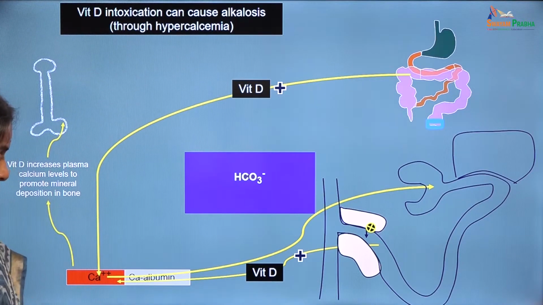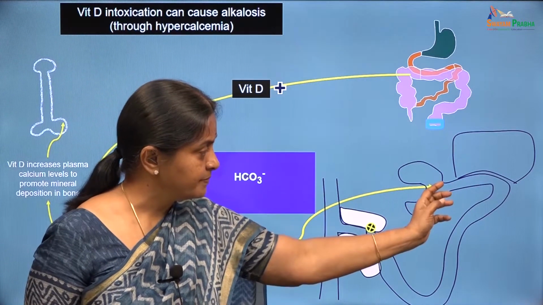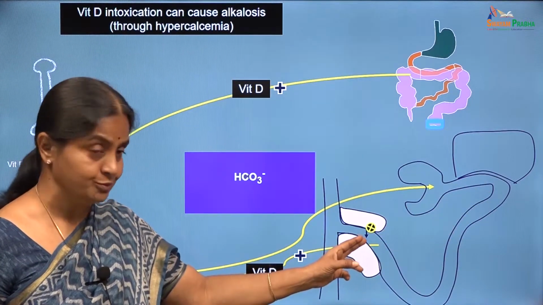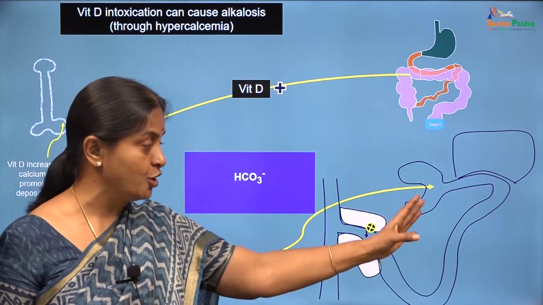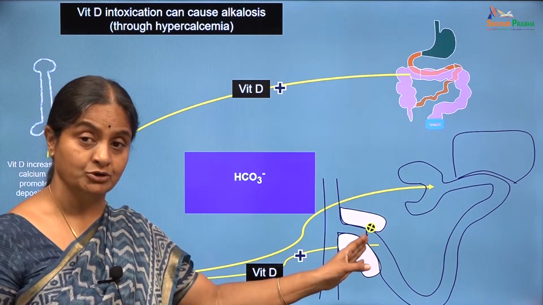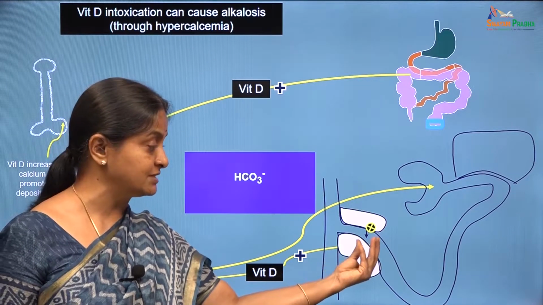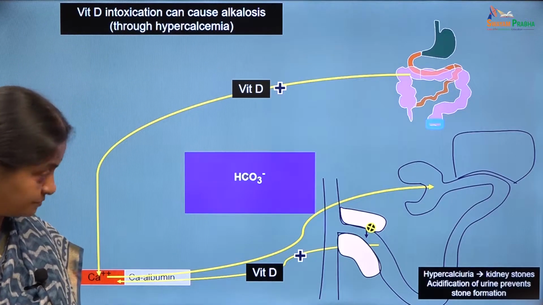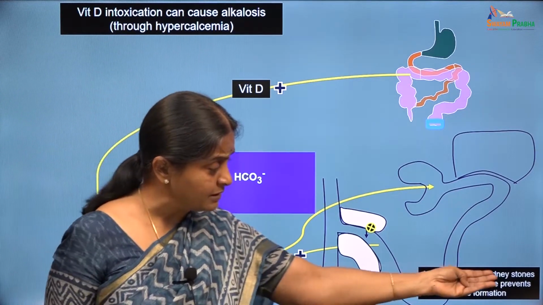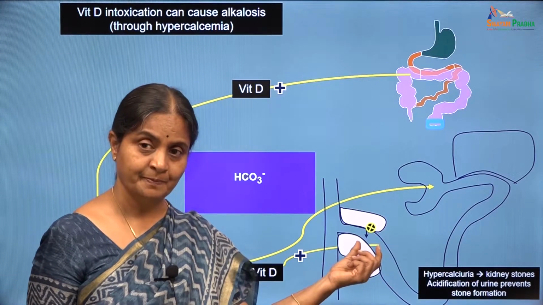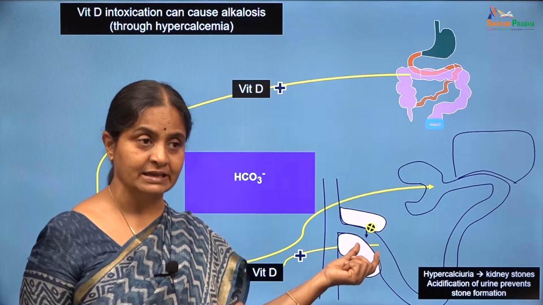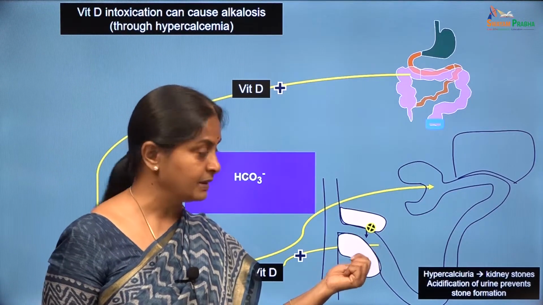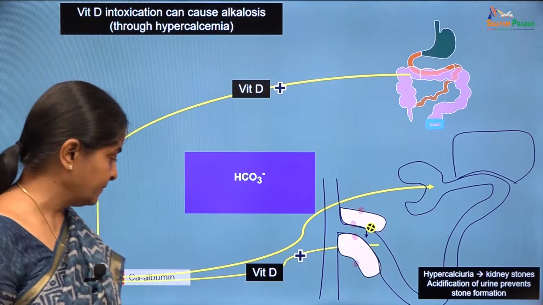Now, the high calcium, when it is filtered, of course, it is going to be more dilute, but by the time that calcium arrives in the distal tubule, because a lot of water has been reabsorbed and the whole thing is concentrated by about 200 times, the concentration of calcium will be very high in the distal tubule, and that can promote formation of kidney stones. And one way to prevent calcium from forming kidney stones is to acidify the urine. And how is that done?